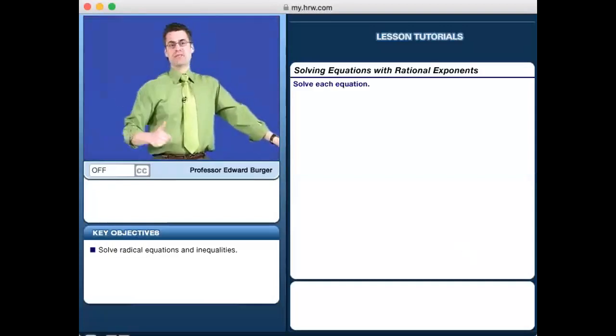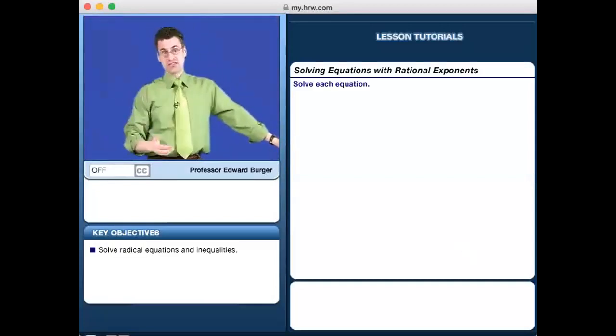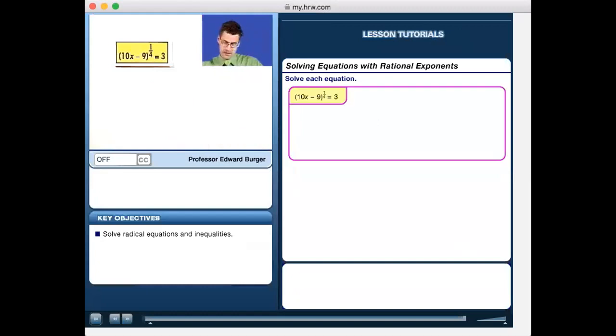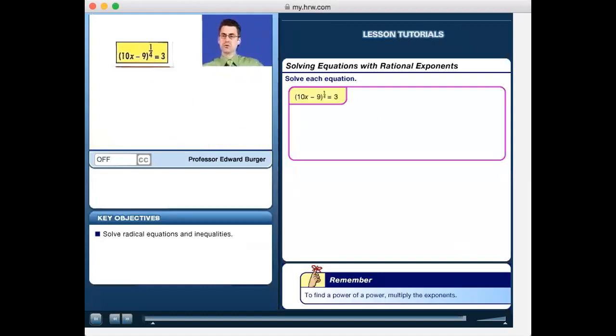Sometimes an equation might not have a radical in it, and yet is a radical equation. Here you go: 10x minus 9 quantity to the 1/4 exponent equals 3. Well, remember, 1/4 is the same thing as the 4th root. So really, this is a radical equation in disguise. All right, well, how do you solve it? Well, it's easy because we know the laws of exponents. If I just raise each side to the 4th power, the 4th exponent and the 1/4 exponent will cancel, leaving an exponent of 1.